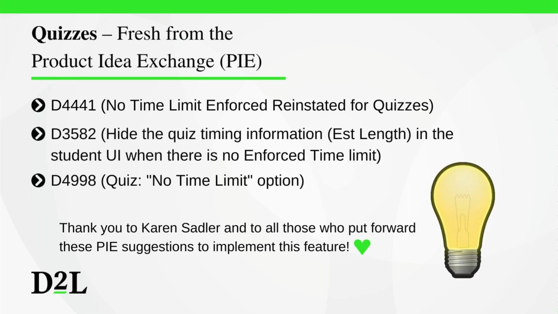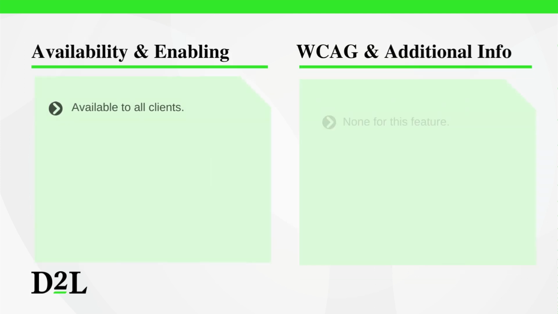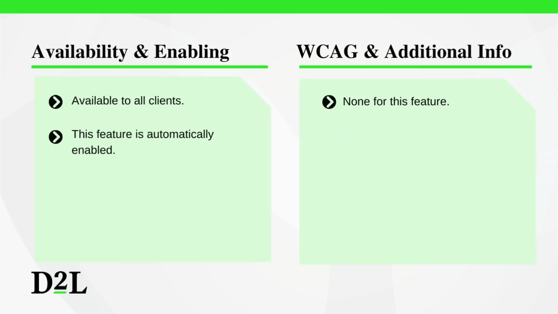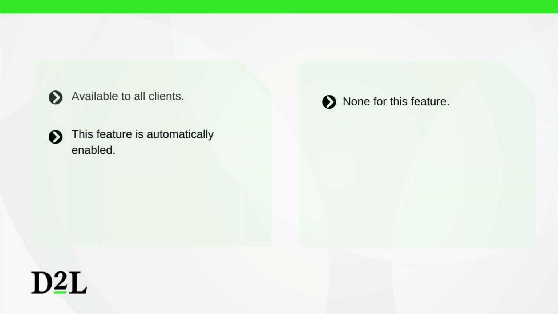The Quizzes feature implements the following PI items: D4441, No Time Limit enforced reinstated for quizzes; D3582, hide the quiz timing information, estimated length, in the student UI when there is no enforced time limit; and D4998, Quiz No Time Limit option. Thank you to Karen Sadler and to all those who put forward these PI suggestions to implement this feature. The Quizzes feature is available to all clients and is automatically enabled.